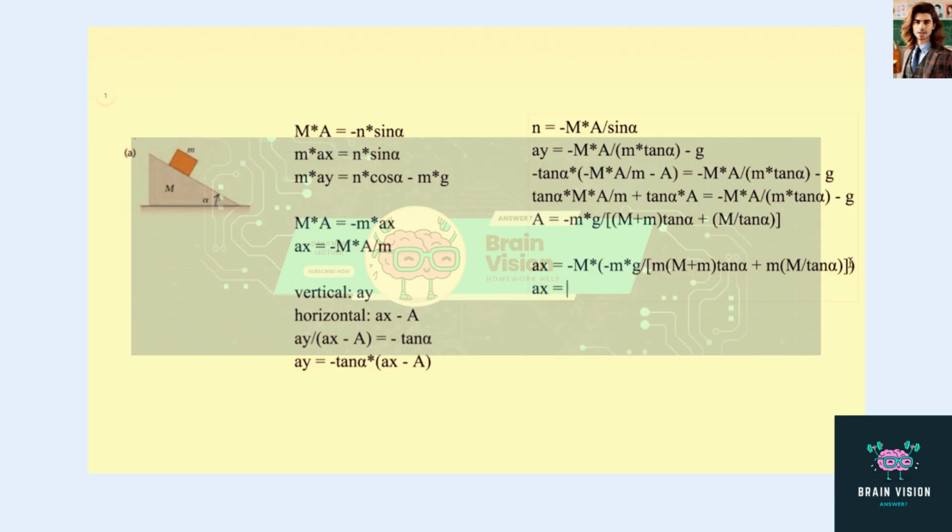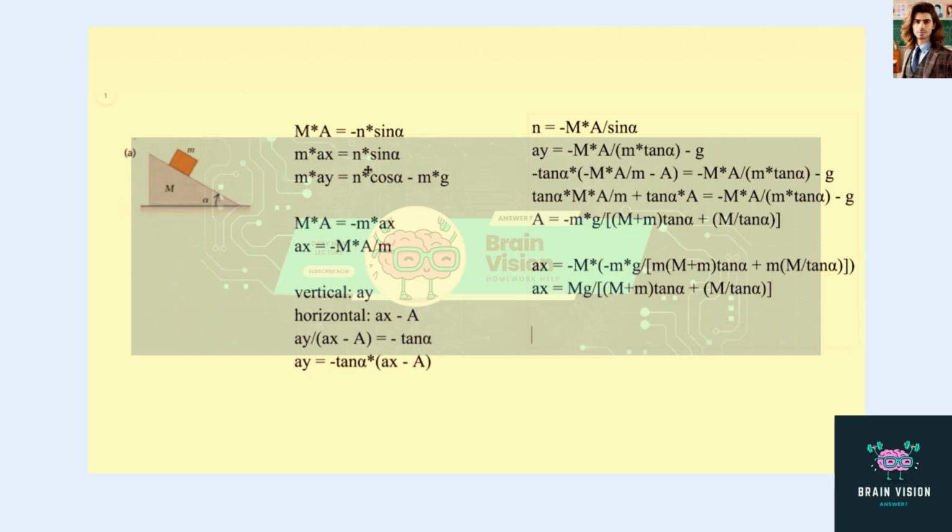So I'm just going to write out explicitly. This is the result of simplifying all of this. It is going to be capital M times G over, we're going to have the same denominator as before. So I'm just going to copy this here. So that's going to be our AX.